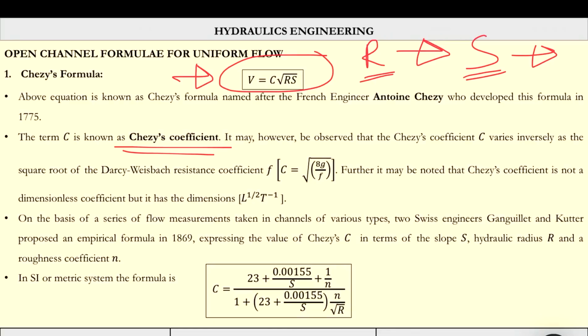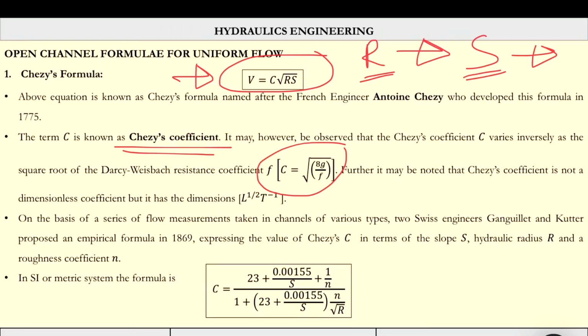It may be observed that the Chezy coefficient C varies inversely. You might have derived this formula for laminar flow: C is the root of 8g by f, where g is the acceleration due to gravity and f is the friction coefficient.